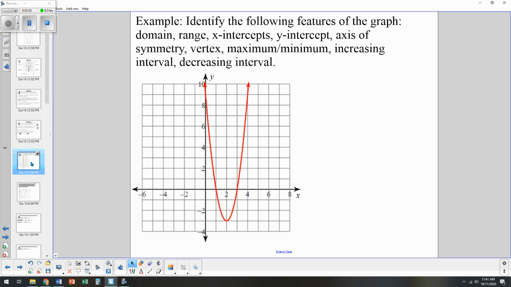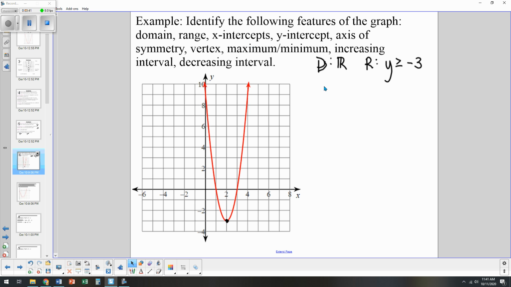So in this example, we're going to identify some of those key features: the domain, the range, the x-intercepts, the y-intercept, the axis of symmetry, the vertex, the maximum or minimum value, and its increasing and decreasing intervals. So let's start with the domain, right? Domain, we said, is going to be all real numbers. The range, right down here is our lowest point. So everything that's the range is going to be above that, greater than or equal to, and the y value there was -3.